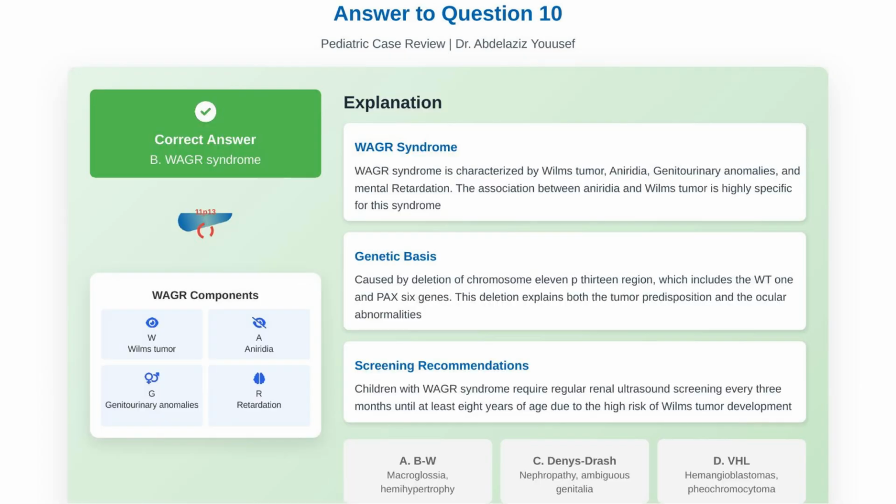The correct answer is B, WAGR syndrome. WAGR syndrome is characterized by Wilms tumor, aniridia, genitourinary anomalies, and mental retardation. The association between aniridia and Wilms tumor is highly specific for this syndrome. It is caused by a deletion of the chromosome 11p13 region, which includes the WT1 and PAX6 genes. This genetic deletion explains both the tumor predisposition and the ocular abnormalities.